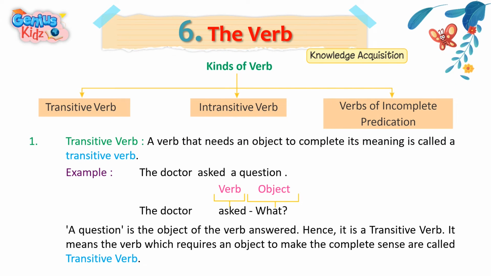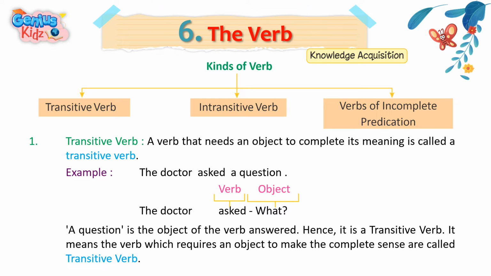Kinds of verb. Transitive verb. Intransitive verb. Verbs of incomplete predication. 1. Transitive verb. A verb that needs an object to complete its meaning is called a transitive verb.